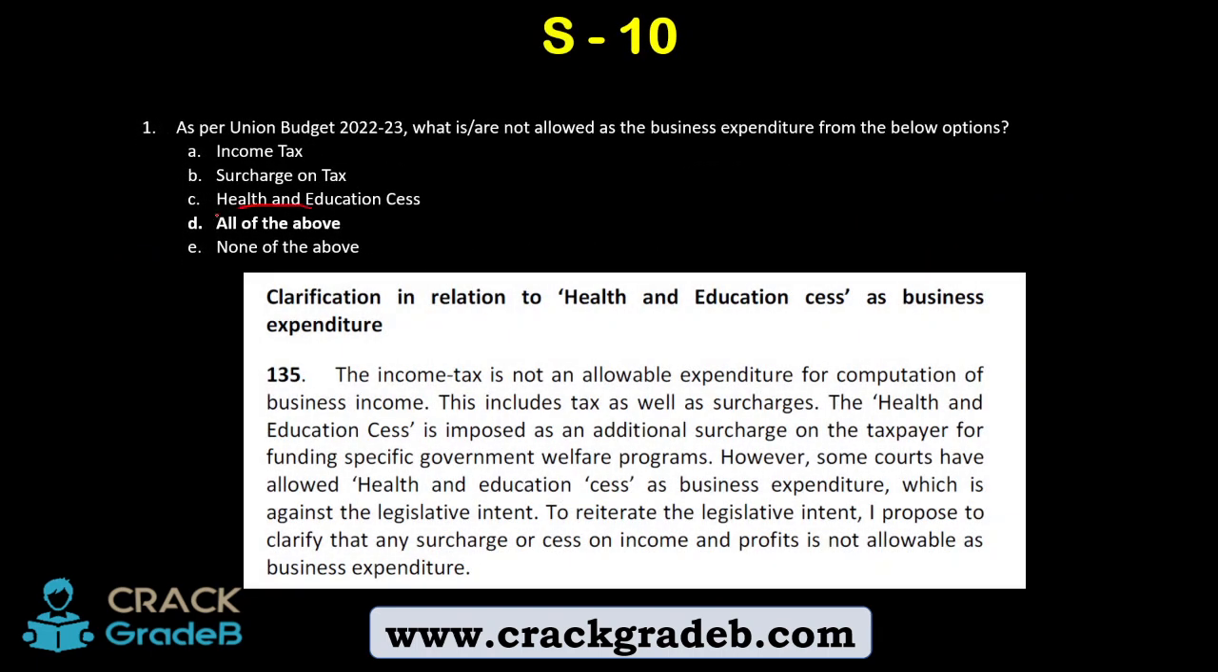The answer is all of the above. So what actually happened is that the finance minister said there are a few courts in India which have allowed health and education cess as business expenditure. Now what is health and education cess? Whatever amount the government collects from this cess is spent on the health and educational infrastructure of the country, right? Government cannot spend that amount on something else, say defense purchases. No, government can't do that. So cess has a specific purpose, whereas whatever we pay as surcharge, the government has full right to use in any other things, right?